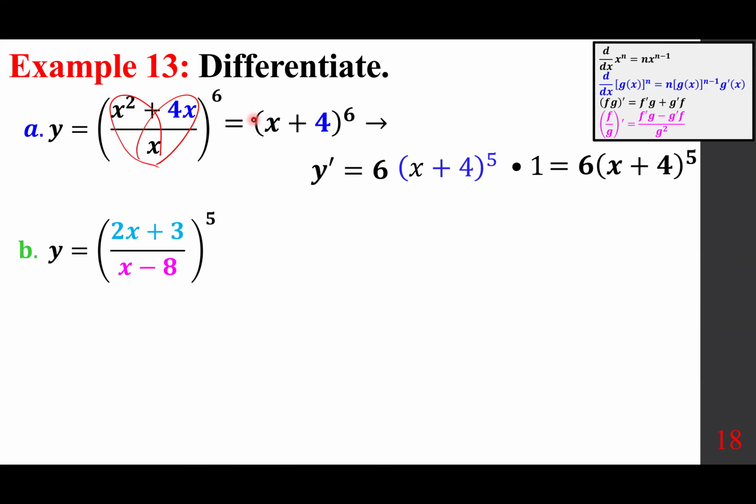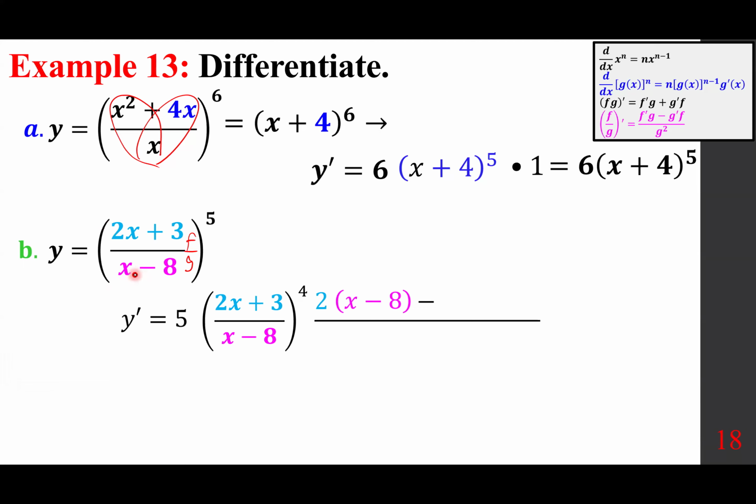Extended power, root 5 times the same thing to the power of 4. The derivative of the inside. Use the product rule. F prime, 2 times g, which is x minus 8, minus g prime, which is just 1 times 2x plus 3, and put the bottom squared.